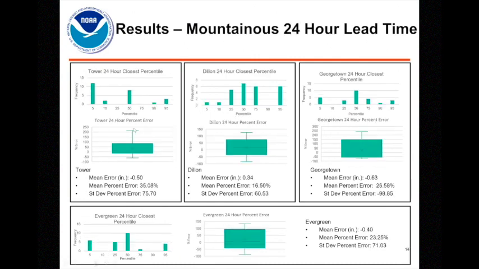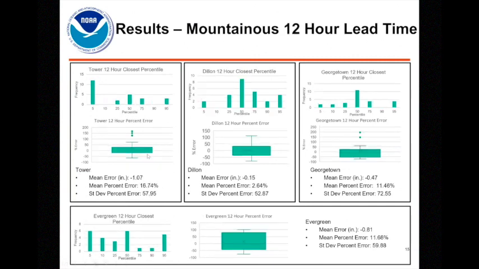Again, within the 24-hour lead time, you can see that the 5th percentile is also very dominant in Tower, showing an over prediction. Dillon is also showing an over prediction, with an under prediction at the 75th and 95th percentile, and Georgetown tends toward a more normal average distribution as you get closer to the storm. As for Evergreen, more of the same, just a few where there was some over and under prediction.